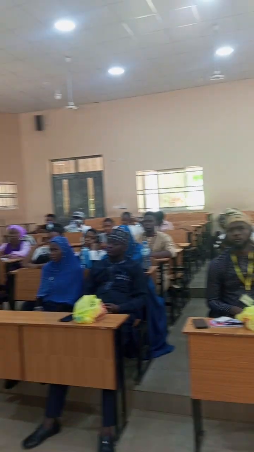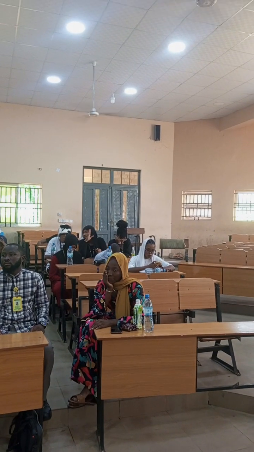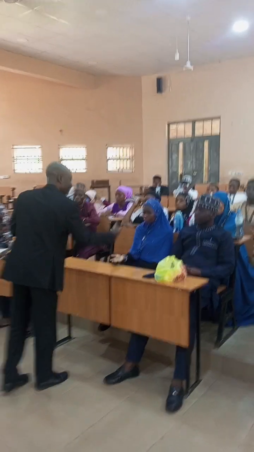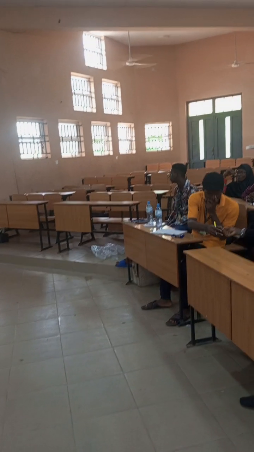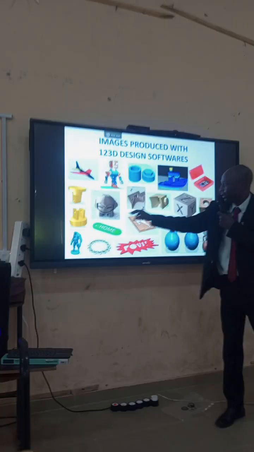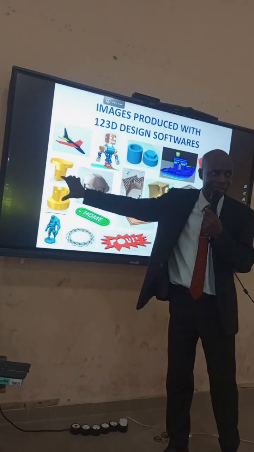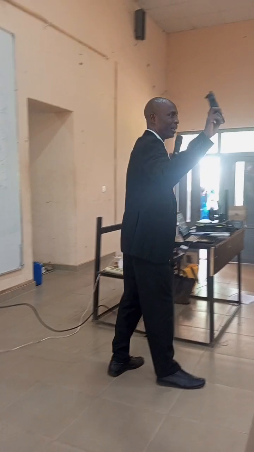Now, images produced with 123D Design software. These are some images that we have designed with the software, using 3D machines. If you look at what we have to do, we have this one here, we have this one here, we also have this one there. And then this is the present one that we want to design. It has been designed. We want to use that one for this tripod.